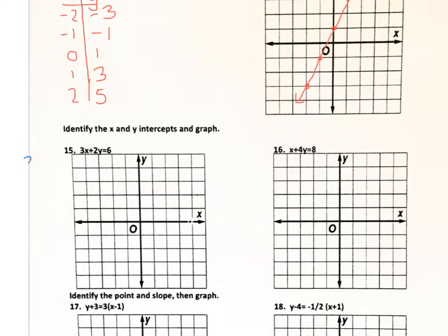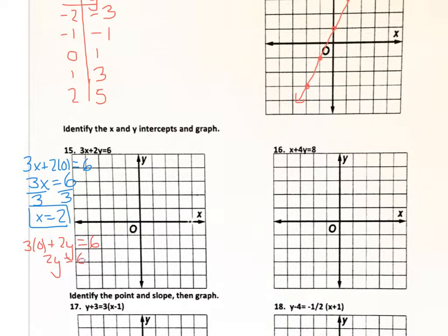So I should see 3x plus 2 times 0 equals 6. So 3x equals 6, divide both sides by 3. We're going to get x is equal to 2. Then I'm going to go ahead and do the same thing. I'm going to do 3 times 0 plus 2y equals 6. So we get 2y equals 6.